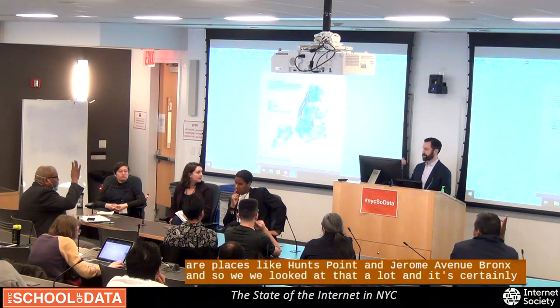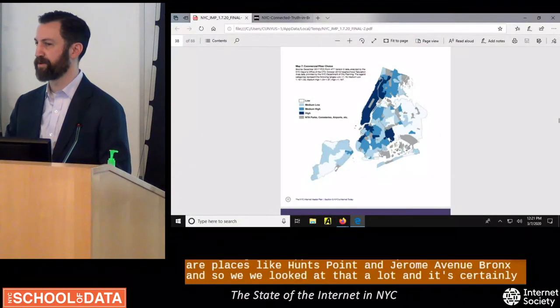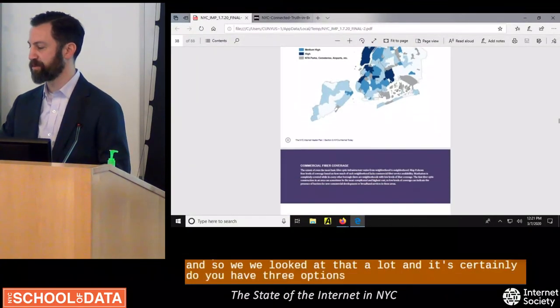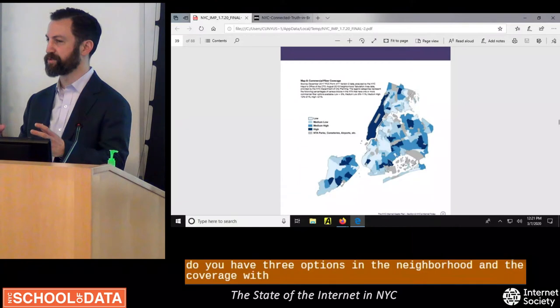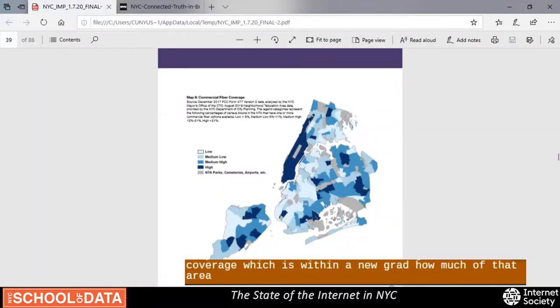Two of the indicators mapped here are the commercial fiber choice, which is about whether you have three options in the neighborhood, and the coverage, which is how much of that area within a neighborhood has no commercial fiber, which will tell you how much you might have to pay up front in order to get that connection.